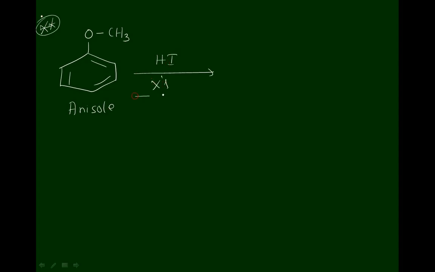Now what happens with anisole? This is anisole. It is very, very important. What happens when anisole is treated with excess hydrogen iodide? We get only one kind of product, methyl iodide as well as phenol. Whenever anisole is treated with a normal amount or an excess amount of hydrogen iodide, we get only phenol.